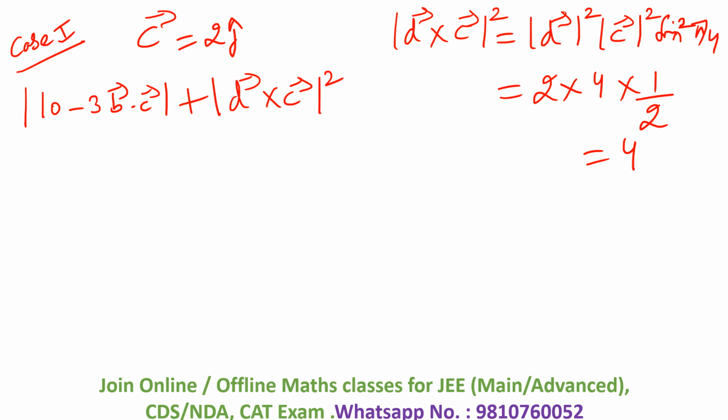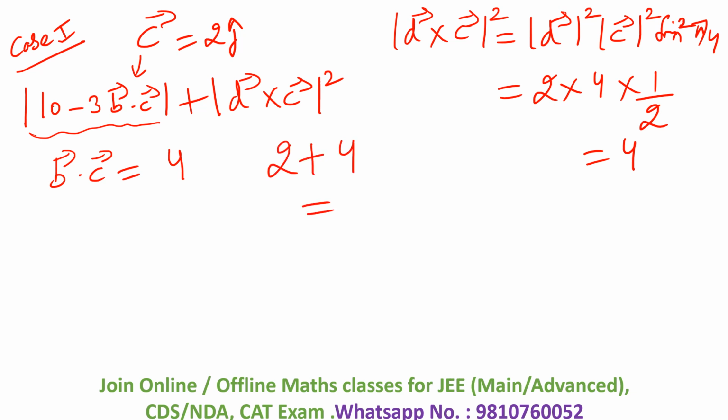Now to calculate this particular expression, we need to find the value of b dot c. Now b is 2i plus 2j plus k and c is 2j. So the value of b dot c becomes just 4. Now if I put 4 over here, it becomes 10 minus 12, and mod of this value means the mod of minus 2. So mod of minus 2 is how much? It is 2. So 2 plus 4, the value of this required expression becomes 6. Now this was the first case. Now we move to the second case.